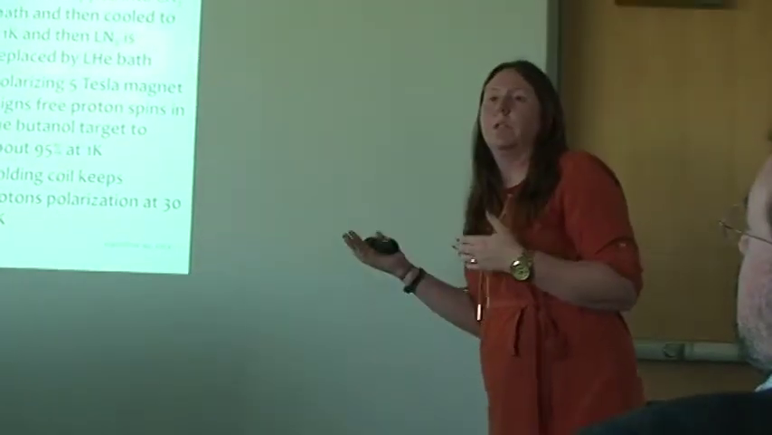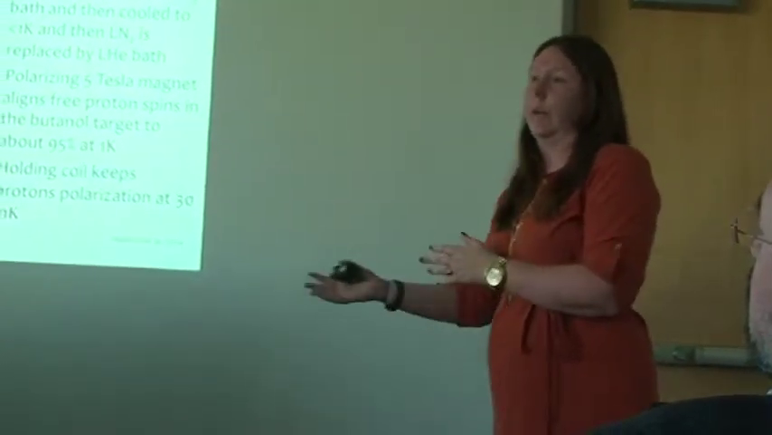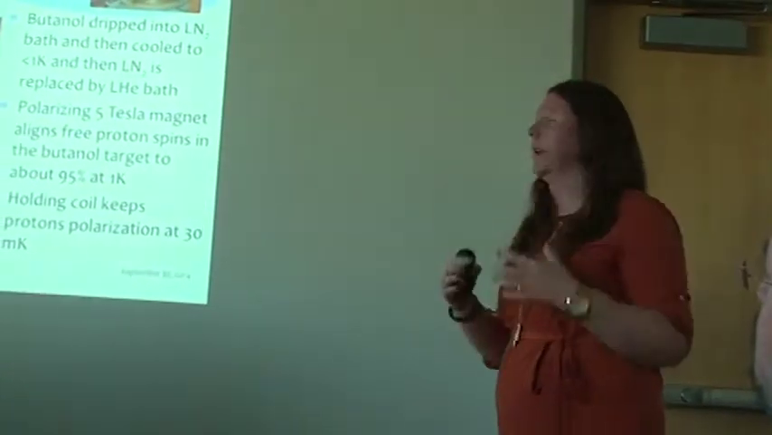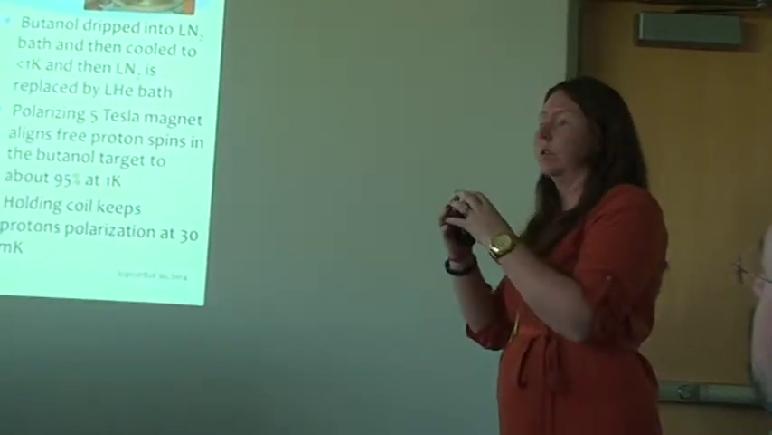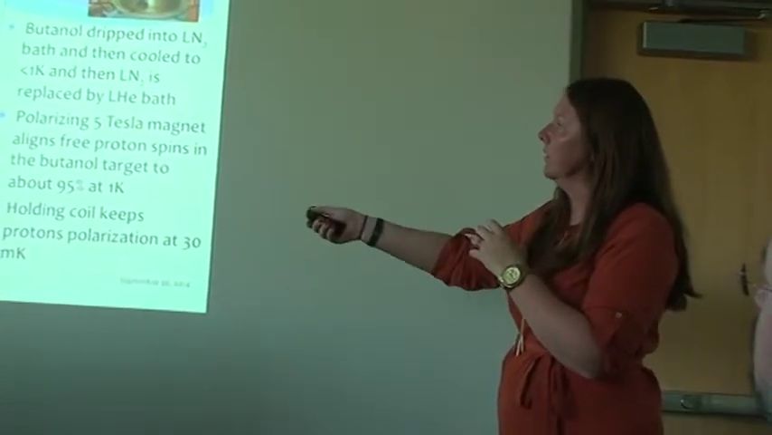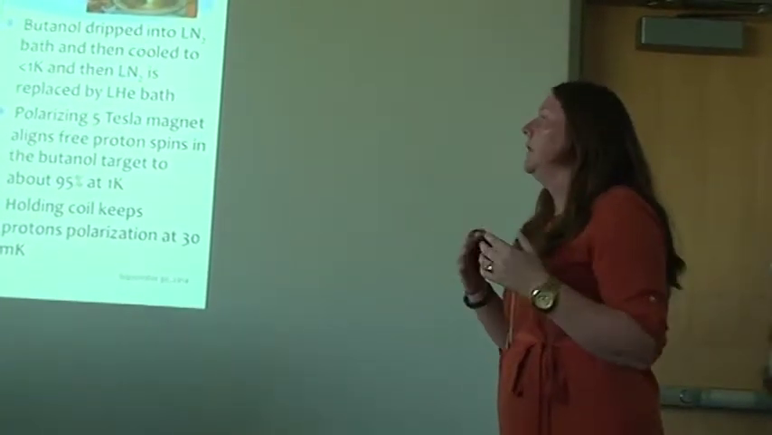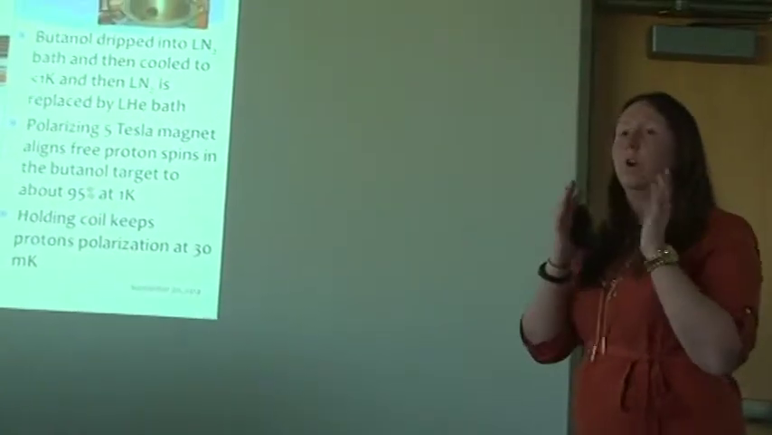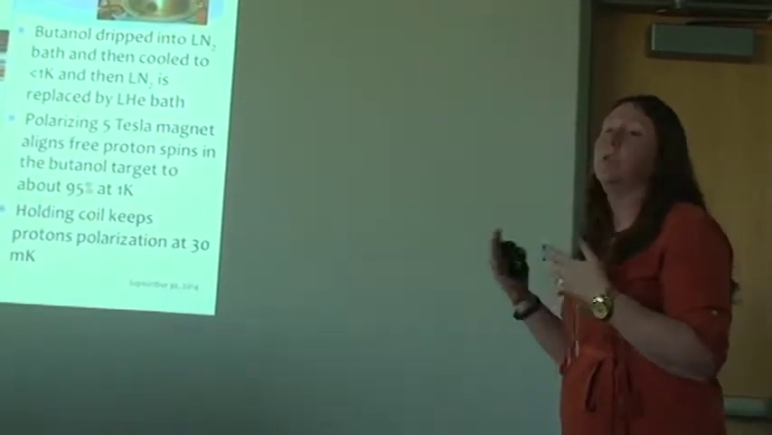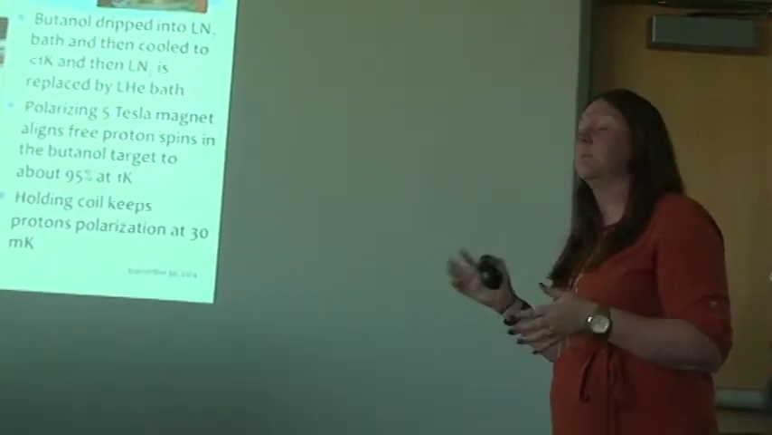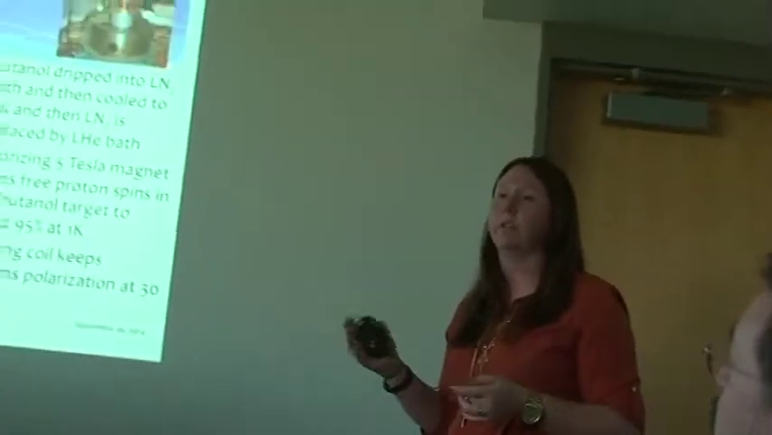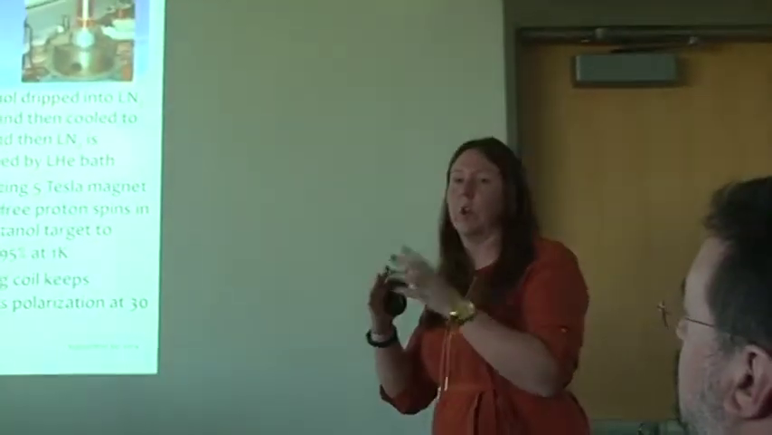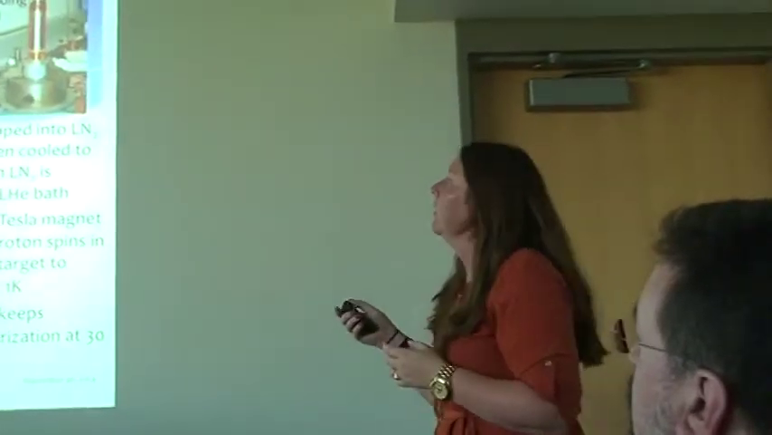What happens is, before it actually gets entered into CLAS and the experiment runs, a polarizing 5 Tesla magnet, a very large magnet, is put around the cryostat. This is the cryostat, the entire setup. This 5 Tesla magnet aligns all the free proton spins in the butanol target, and it can align them to around 95% at 1 Kelvin, which is a very low temperature. And then this rather large magnet is taken away, and then there's a holding coil.